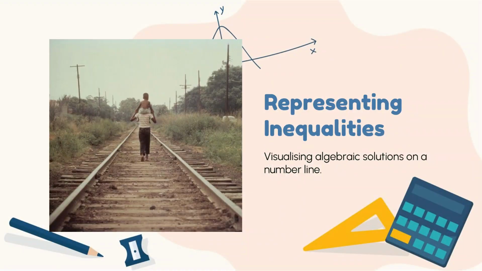In today's GCSE Maths lesson, we're learning how to represent inequalities. In the last lesson, we looked at solving inequalities algebraically. Today, we're going to take those solutions and show them visually on a number line. This is a really important GCSE skill because number lines help us understand whether values are included or excluded, and whether a solution goes in one direction forever or sits between two boundaries.